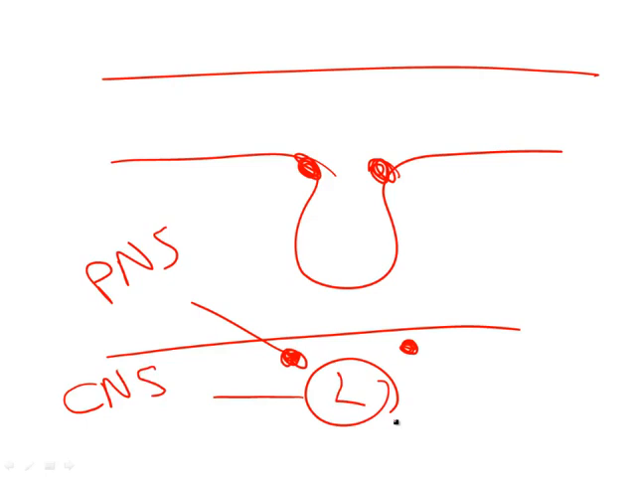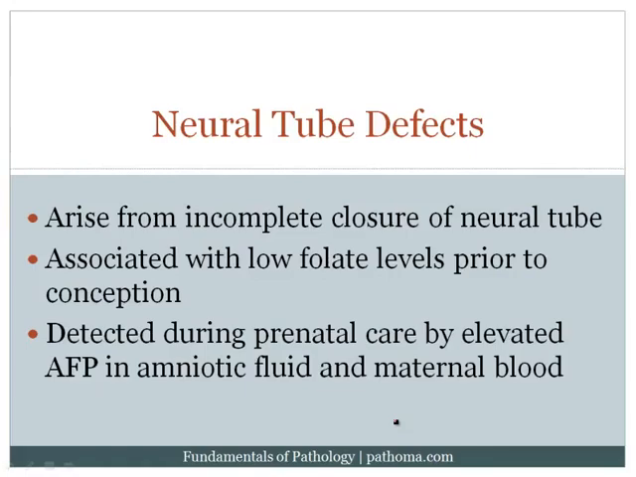Now recall from embryology that the neural tube forms from the cranial aspect of the fetus all the way to the caudal aspect, so from the head to the lower back. And if there's a failure of closure of the neural tube, either at the cranial aspect or the caudal aspect, then that would result in a neural tube defect. And so we say here in the text that these arise from incomplete closure of the neural tube.